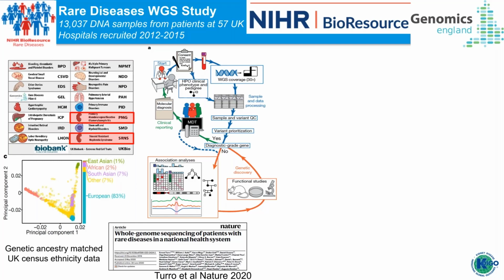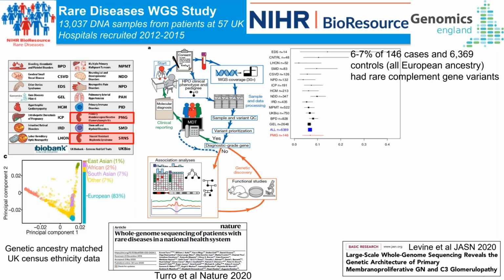and this study was published 2 years ago. The primary MPGN C3 glomerulopathy cohort comprised 146 cases of European ancestry who were matched with 6,369 individuals without evidence of kidney or autoimmune disease. And in fact, between 6 and 7% of both of these groups had rare complement gene variants shown in this table here. And when we looked more closely at the individual complement genes, we didn't see enrichment in people with MPGN or C3 glomerulopathy in any of these genes compared with controls.